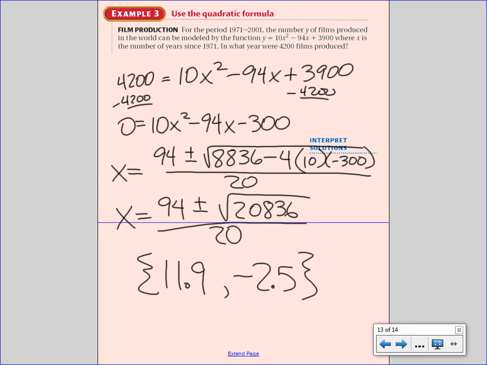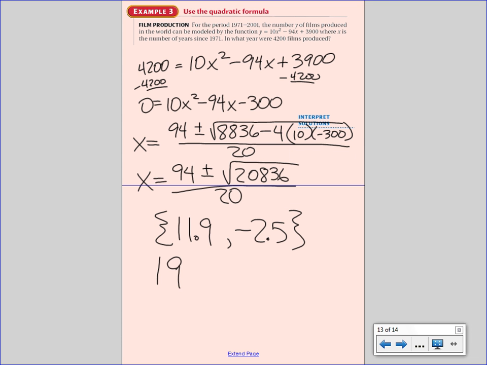So what year would 11.9 be? 12, and it's 12 years after 1971. So what would that imply? 1983. Now negative 2.5 might as well be negative 3. 3 years before 1971 would be what? 1968. Now, there's only one problem.